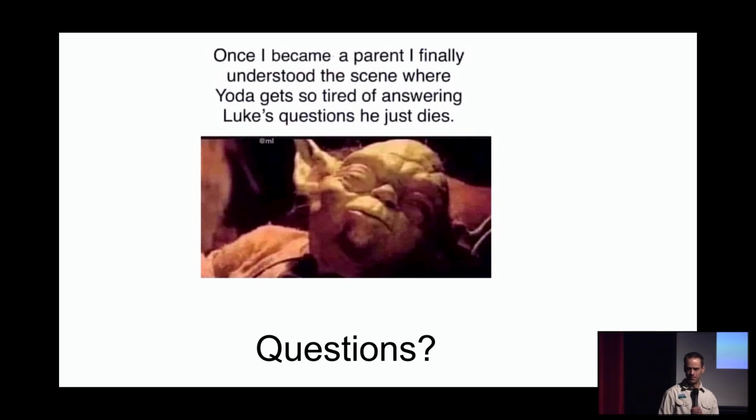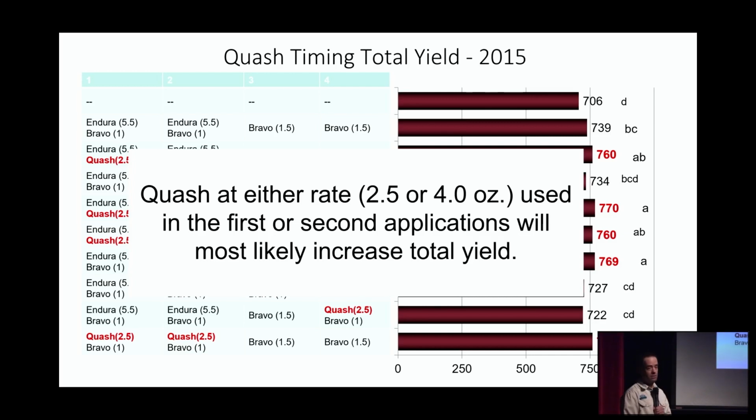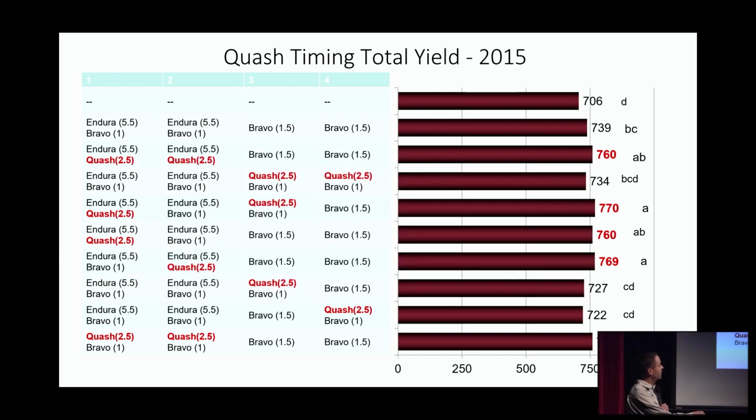Does it matter what timing the application is? Or do you see that across the board regardless of application? It needs to be early in the season. So it needs to be at that first or second timing. If you wait until that third application, as it says right here, we didn't see the yield increase. Maybe over the untreated check just because of foliar disease, but we didn't have more yield than our Endura Bravo standard there. And the same thing when we did it at the last one at the very end of the season. So it needs to be early in the season if you're using Quash.